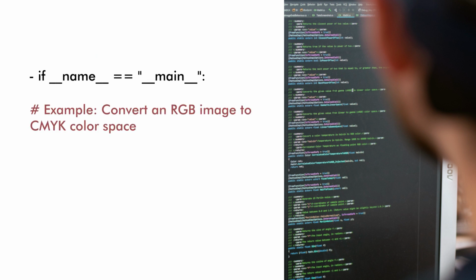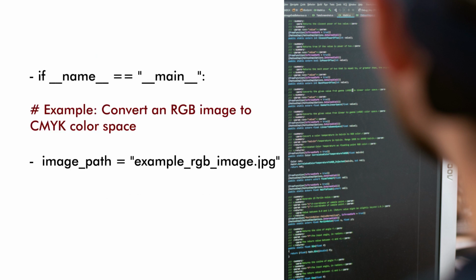In this code, replace example_RGB_image.png with the path to your existing RGB image. The code will open the RGB image, convert it to CMYK using the convert command with the CMYK mode, and then save the converted image as converted_CMYK_image.tiff. You can choose a different format if you prefer.